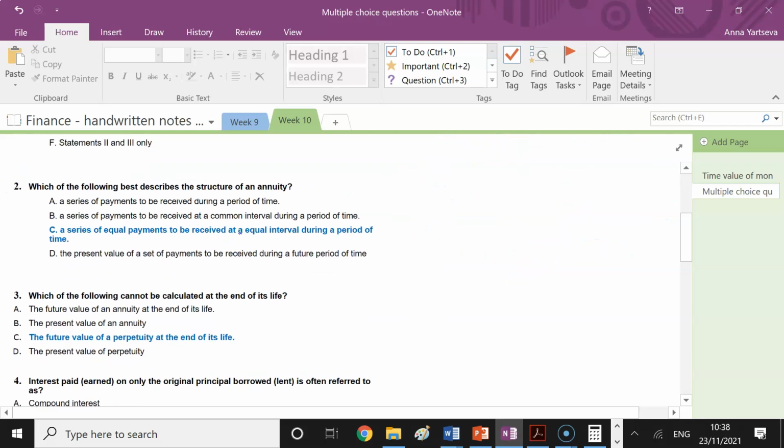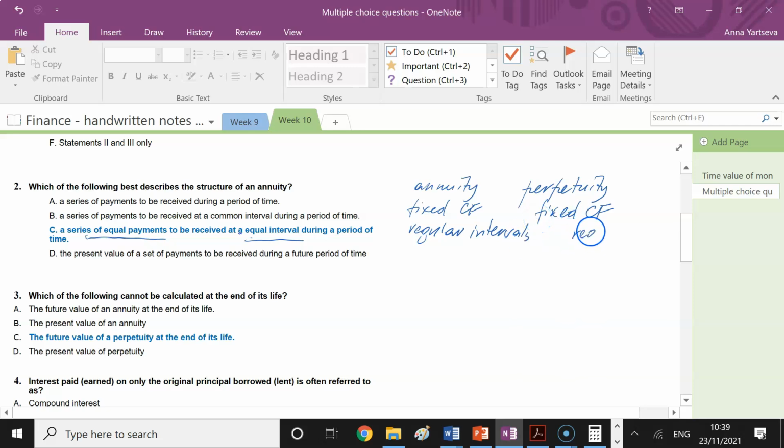Which of the following best describes the structure of an annuity? It's a series of equal payments to be received at equal intervals during a period of time. Equal cash flows for a set period of time. The difference between annuity and perpetuity is that for an annuity we have a fixed cash flow, and a fixed cash flow for perpetuities as well, received at regular intervals. In both cases, regular intervals, for example, every year or every quarter or every month. So these are the same for both types.